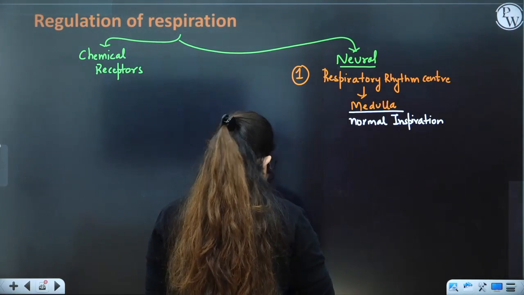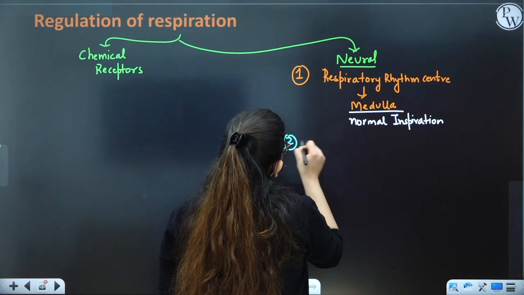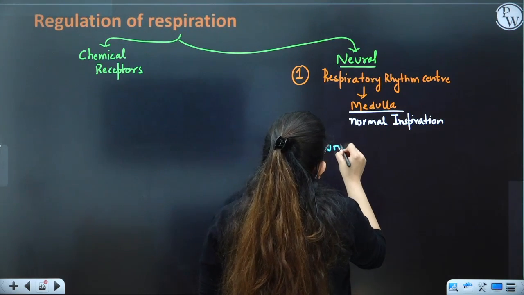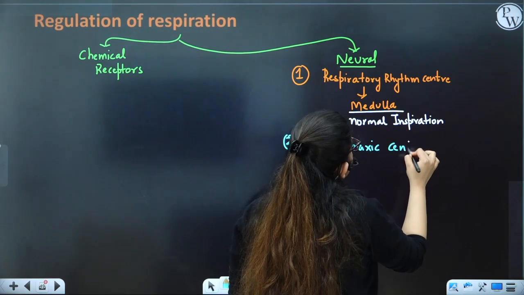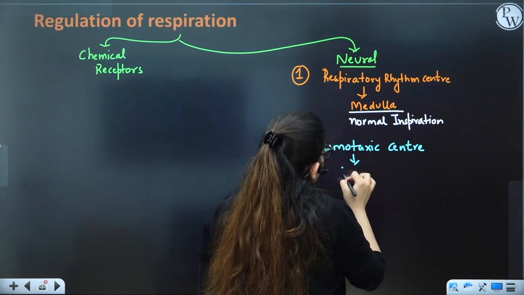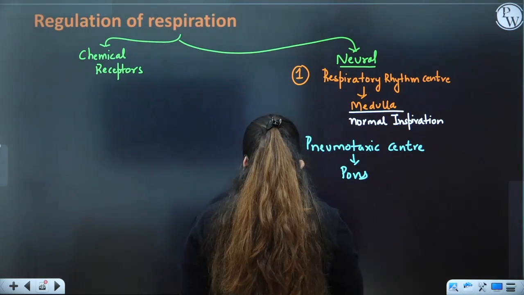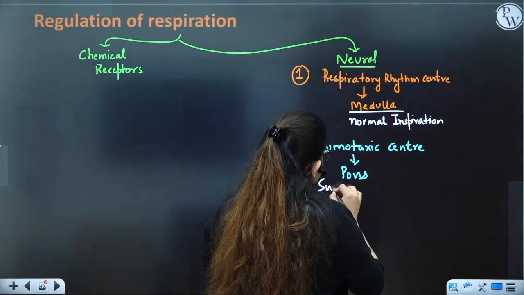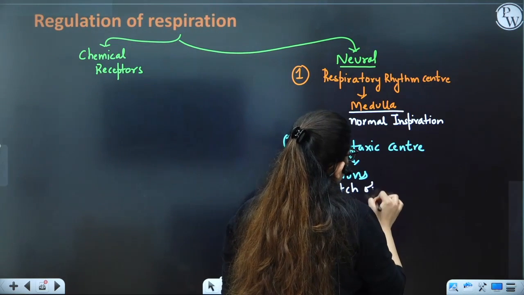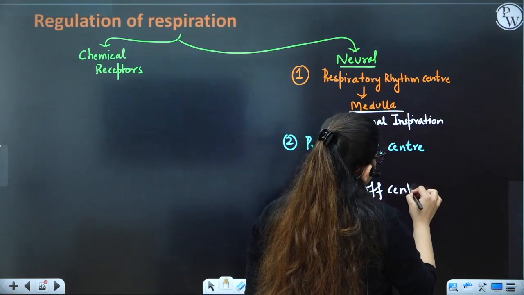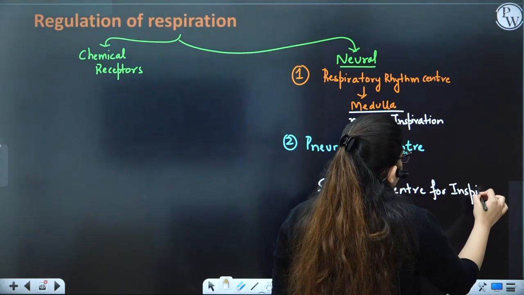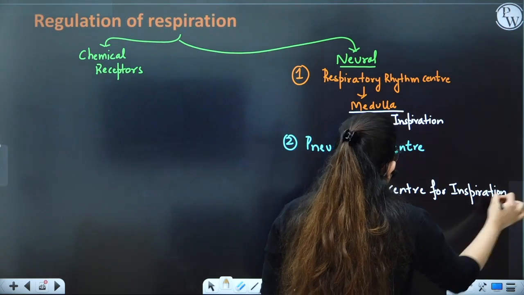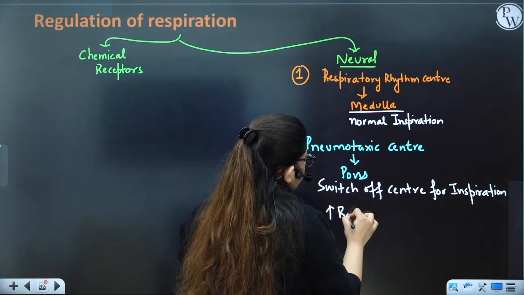Second, you have the pneumotaxic center. The pneumotaxic center is in the pons. It's also a part of your brain. It's the switch off center. So it doesn't mean it will switch off your respiration. Rather, it increases the rate of respiration.